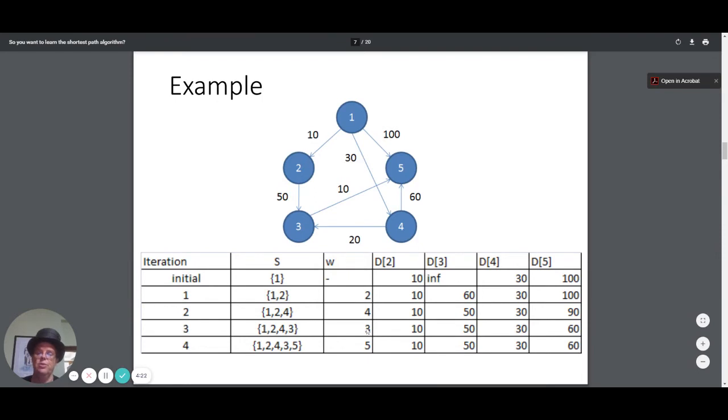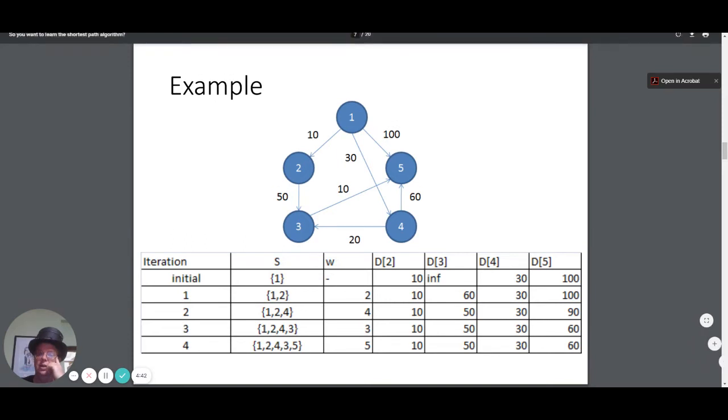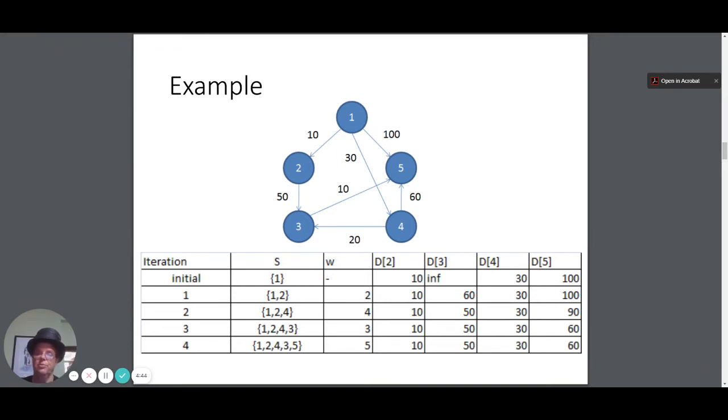So we now add 3 to our set of distinguished vertices. It's 10, 50, 30. But when we go through 3, from 1 to 4 to 3, that's 50, and we can add 10 more to get to 5, which is 60, and we've now found the shortest path to get from 1 to 5. So, initially we might be tempted to go directly there, but that would cost us 100. Maybe there's some extra tolls on the route, or it's a premium airline route.